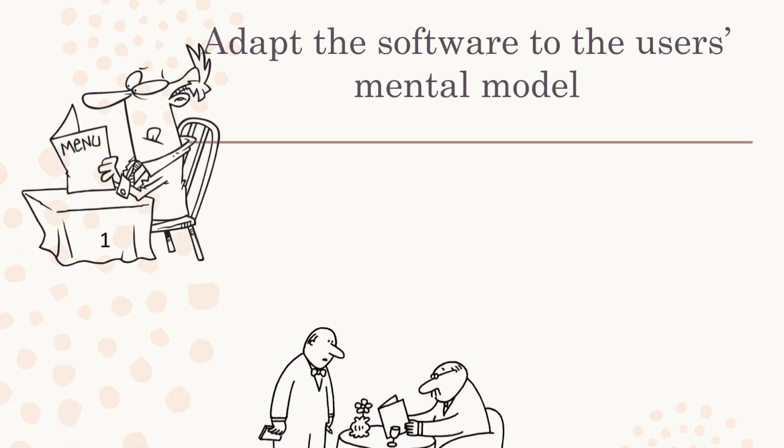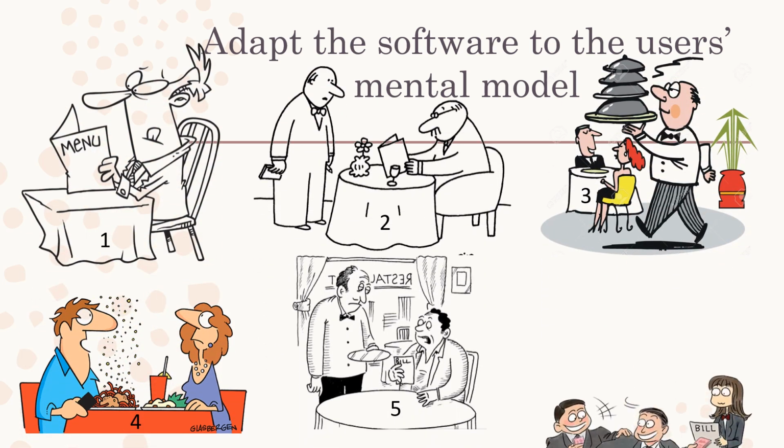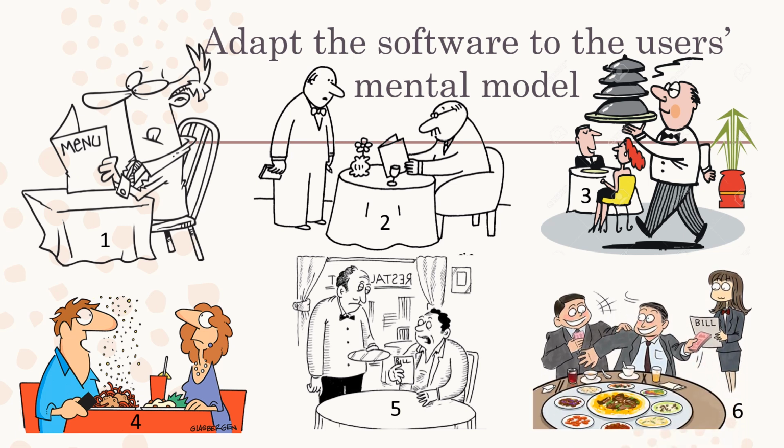We should always design our software based on the real-world process. For example, if we want to design a mobile app for a restaurant, the system should follow the steps that really happen when we go to a restaurant.